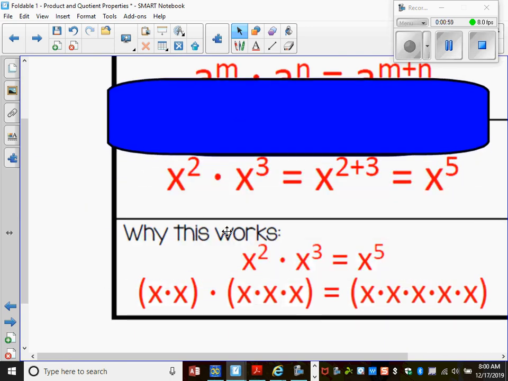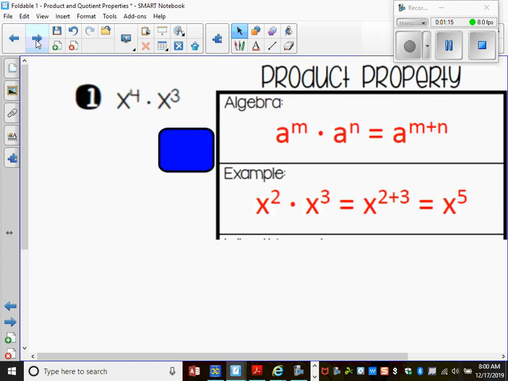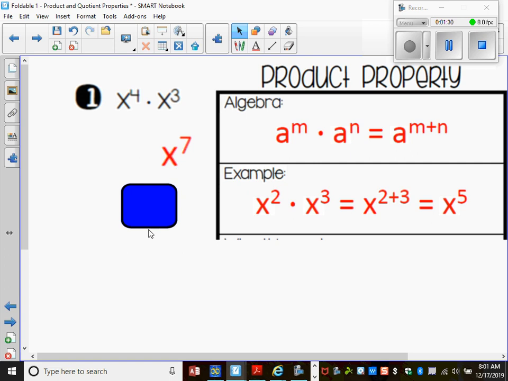And then you can see why it works, because if you have x to the second, that means x times x. If you have x to the third, that means 3 of these. And so when you add them all together, you have a total of 5. Okay? So just explaining to you why the rule works. So these are very simple, basic ones. Again, you have the same base. The base is the x. You add your exponents together. So that's just going to give you x to the 7th. Okay, you just simply write x to the 7th.